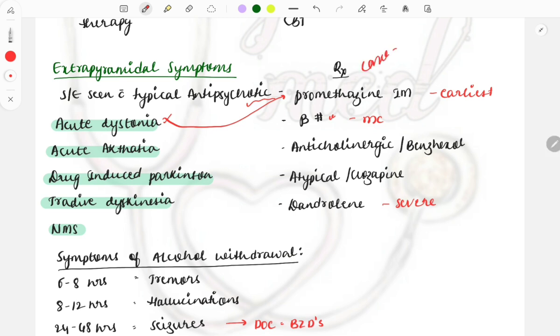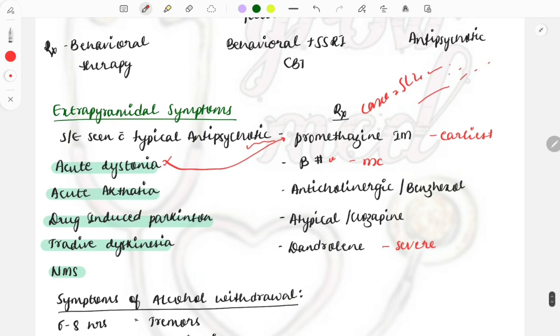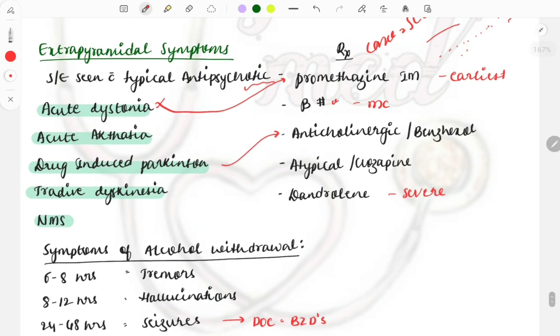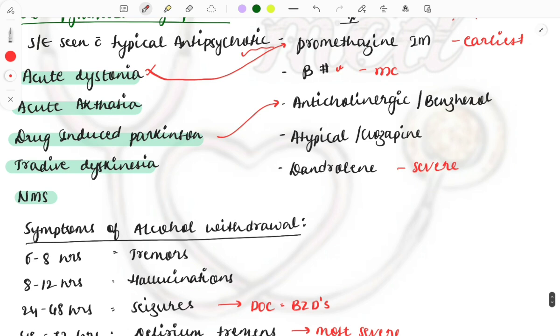So cases are asked like a patient was on treatment for schizophrenia and you started giving so and so antipsychotic drugs. After a few days he comes with the complaints of acute dystonia. What is the next step of management? So it will be giving promethazine. Or what is the cause of this clinical manifestation? So you need to make the diagnosis of acute dystonia. Okay, then likewise for acute akathisia, it is the beta blocker which is the drug of choice. Then for drug induced parkinsonism, it is the anticholinergic or trihexyphenidyl. Tardive dyskinesia, atypical or clozapine, and then neuroleptic malignant syndrome, it is dantrolene.